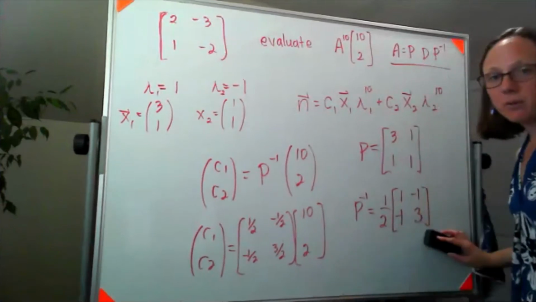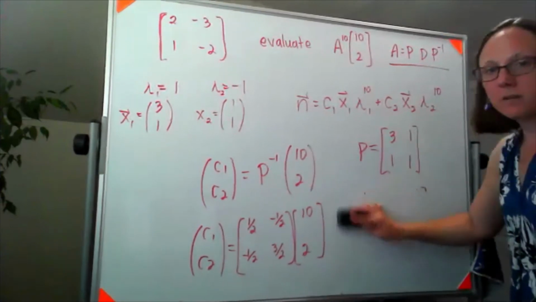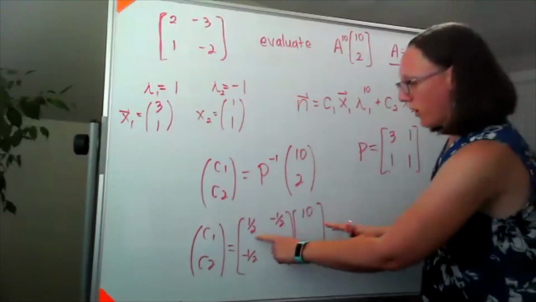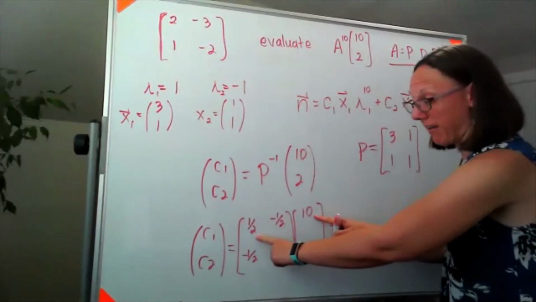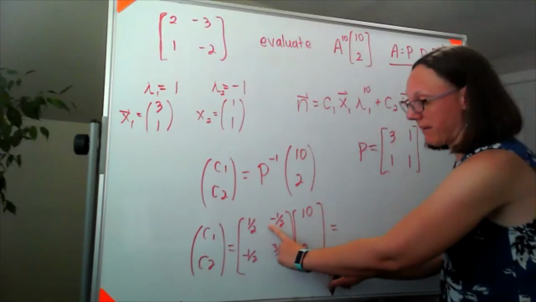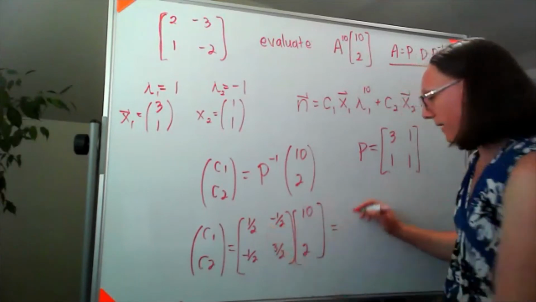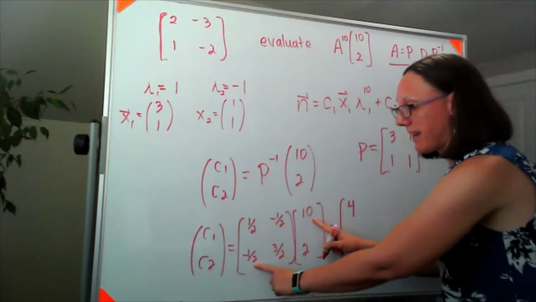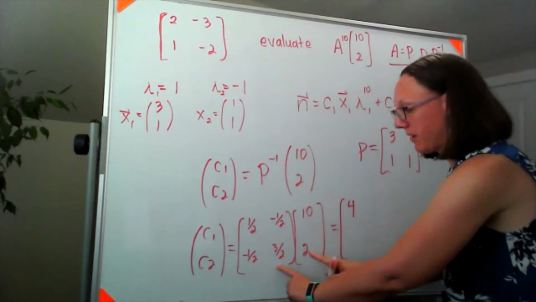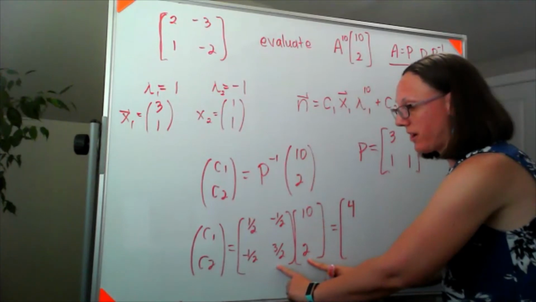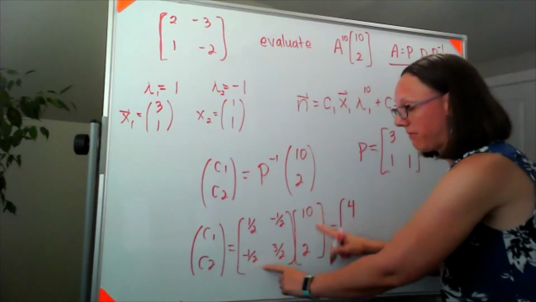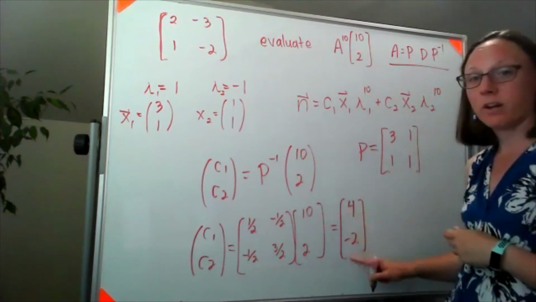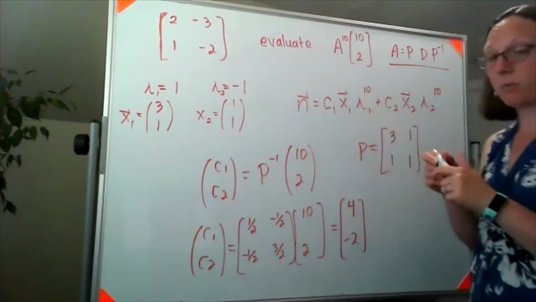Just to give myself a little bit of space, I'm going to move that out of my way. So multiplying that out, 1/2 of 10, that's going to be 5. And then negative 1/2 times 2 will give me negative 1. So 5 minus 1, that's a 4. Negative 1/2 times 10, that's negative 5. Plus 3. Did I get that right? Negative 5 plus 3, so negative 2. So that's now my c1 and c2 values to plug into the formula.